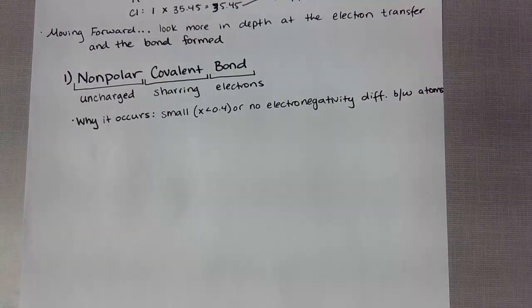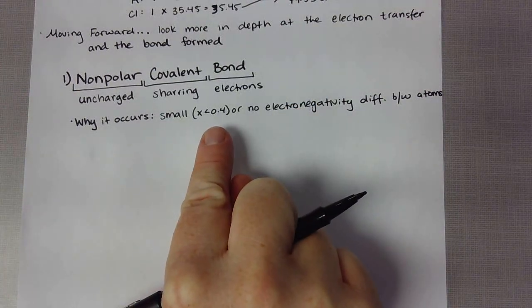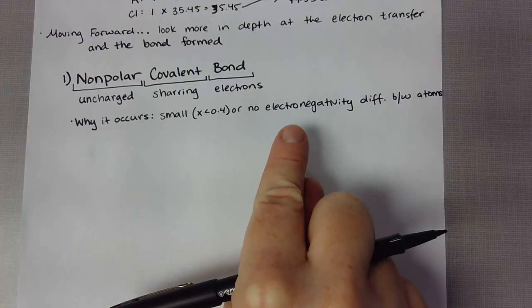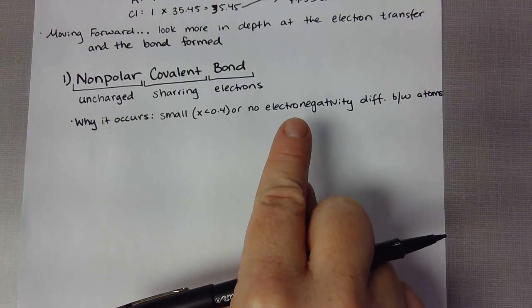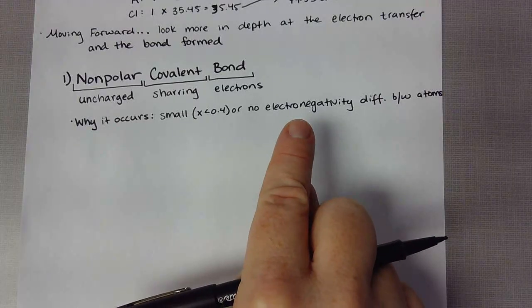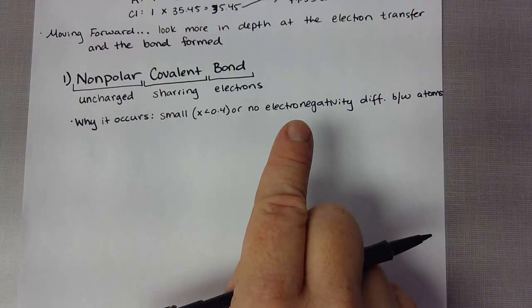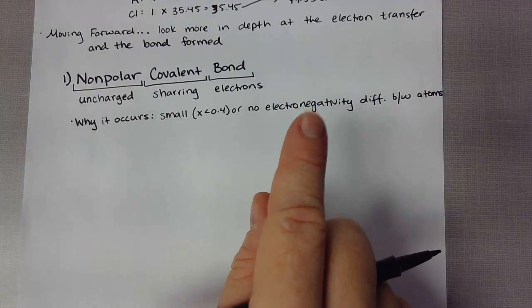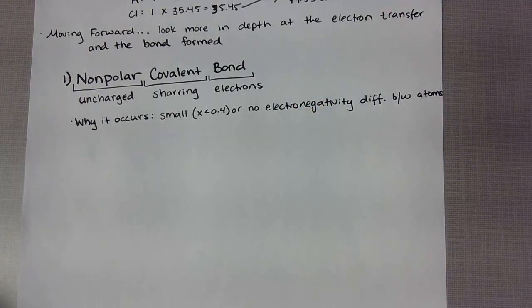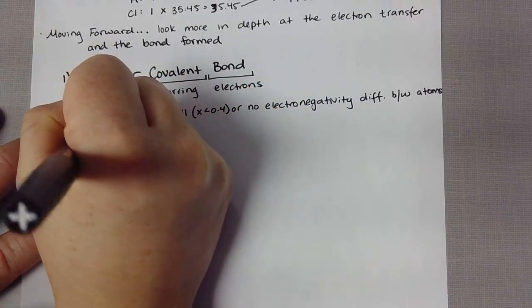Okay, so what this means: small or no means small number. Electronegativity is how much an atom wants electrons. So a small difference would mean the elements involved in the bond equally want or don't want the electrons. So that's why it occurs.